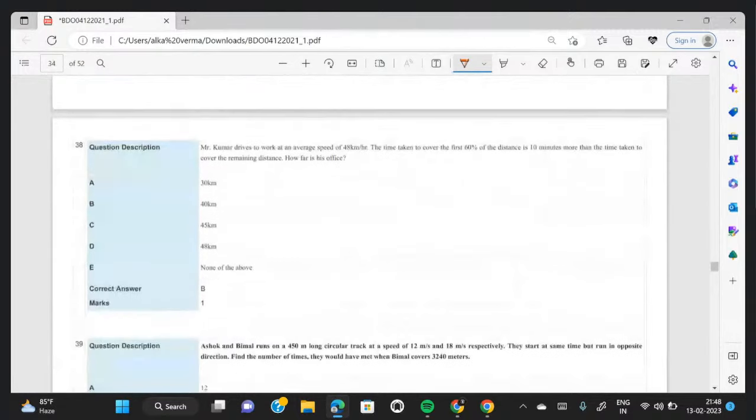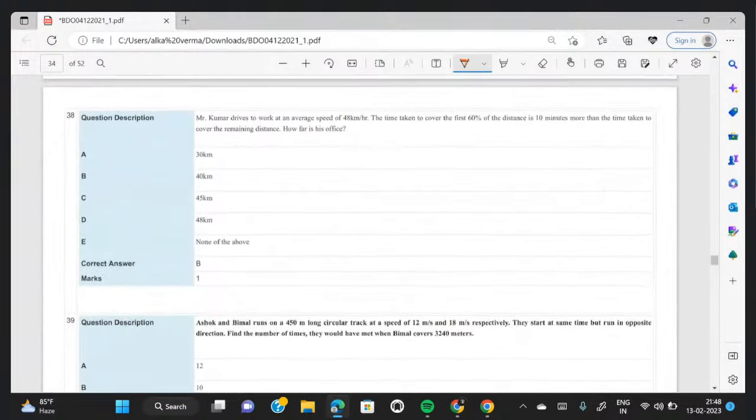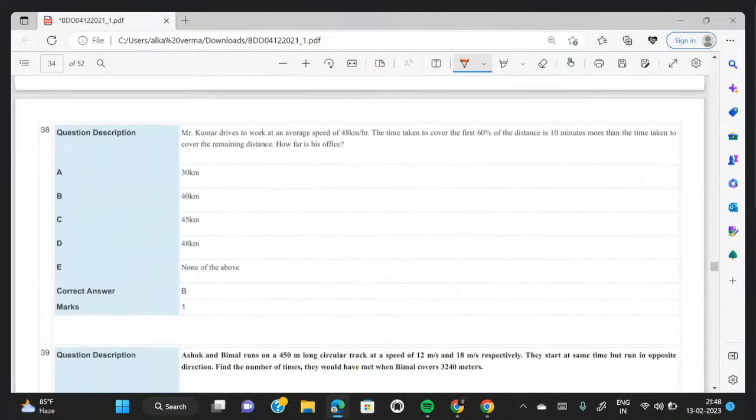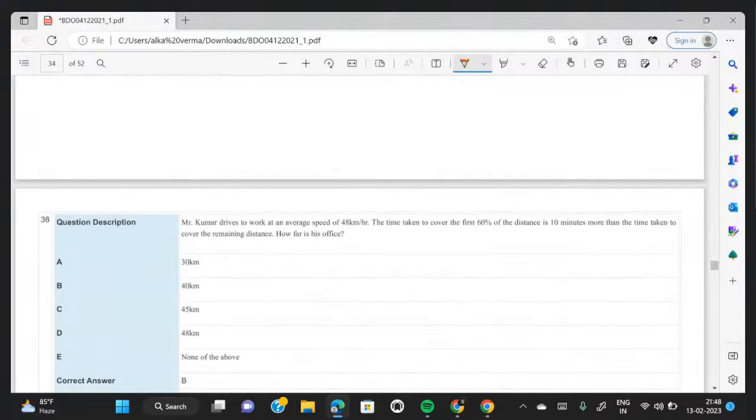See, the question is, Mr. Kumar drives to work. Yes, there is one Mr. Kumar who drives to work. Average speed is 48 kilometers per hour. The most important word is average speed. This is a question of time, speed, distance, which is an important topic. Actually, most of the questions in this paper are from time, speed, distance, and average. So this is one topic.